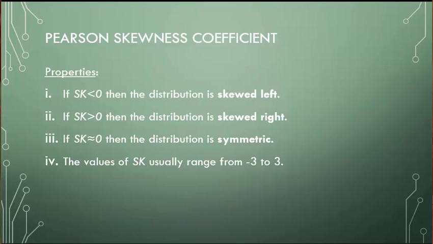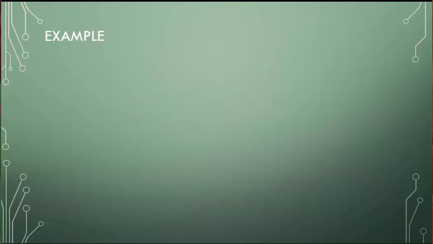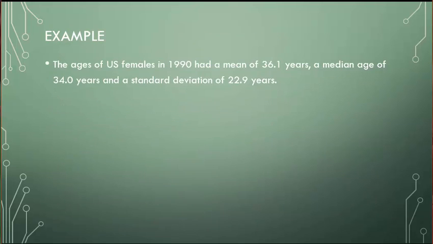So let's go ahead and try to compute one of these Pearson skewness coefficients and interpret the meaning. The ages of U.S. females in 1990 had a mean of 36.1 years and a median age of 34 years with a standard deviation of 22.9 years. Determine the Pearson skewness coefficient and interpret the result.